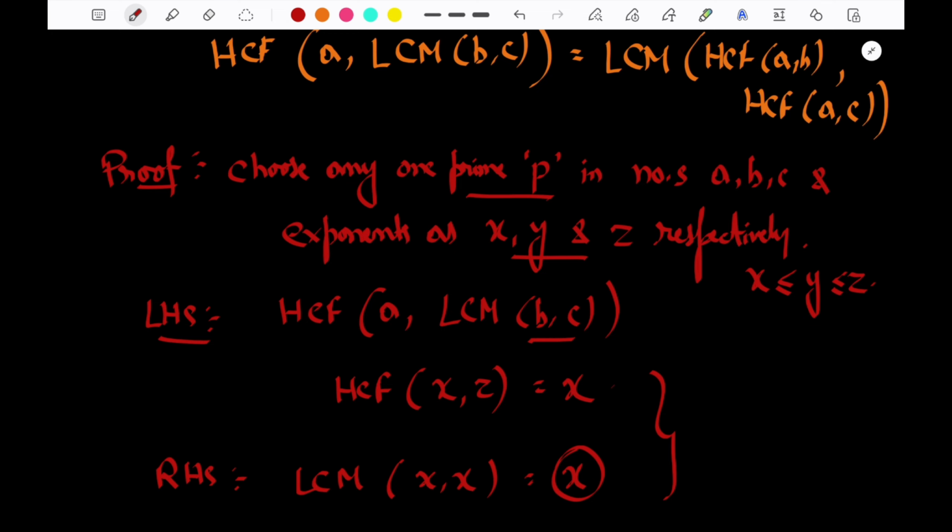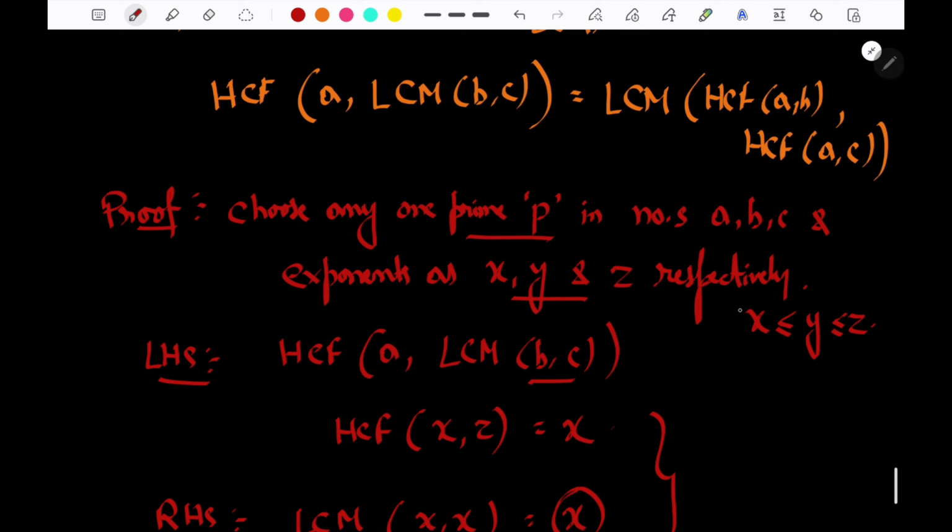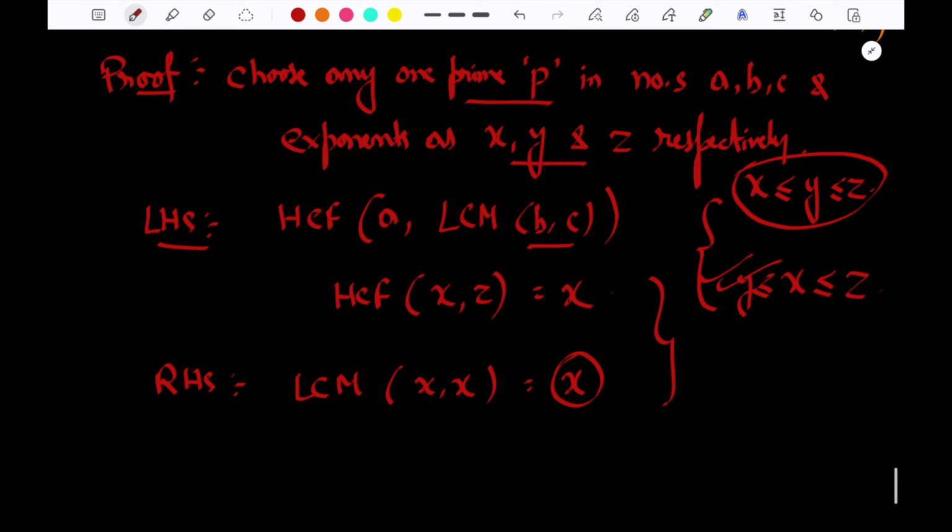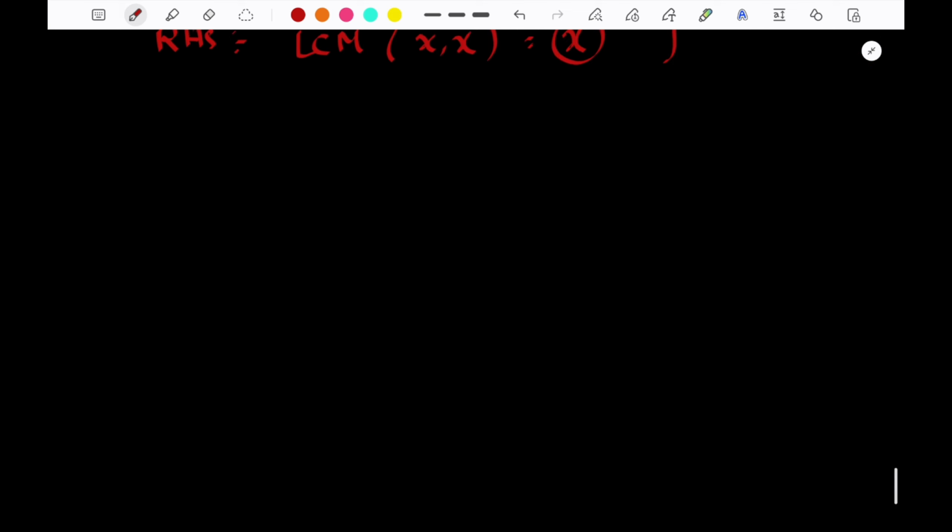Now you will tell me, sir, you made a consideration here that x is less than or equal to y is less than or equal to z. There can be other cases also. For example, x is greater than or equal to y but less than or equal to z. You start doing it the same way, and again you will get the same value itself. Okay, done. Now let's see an example.